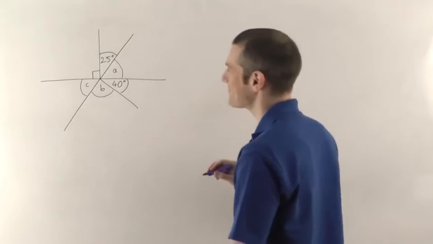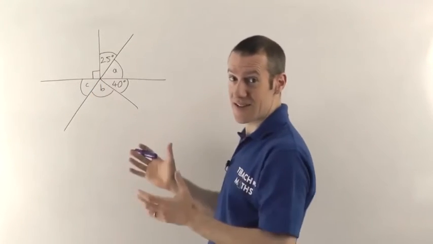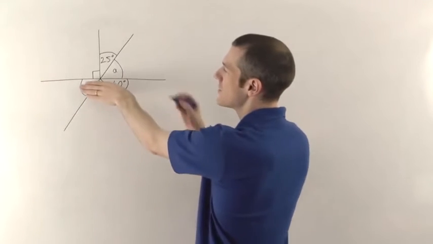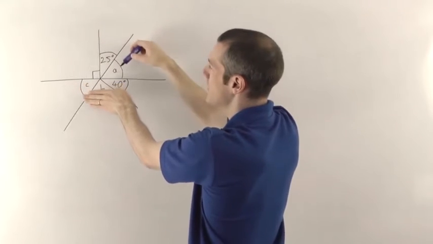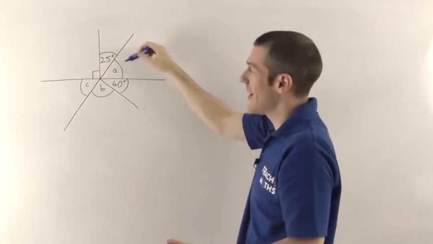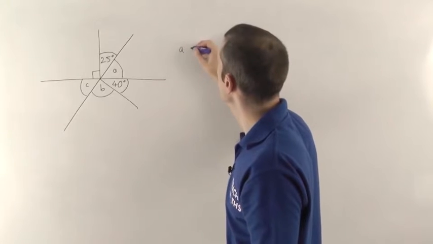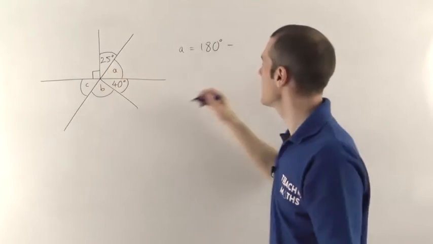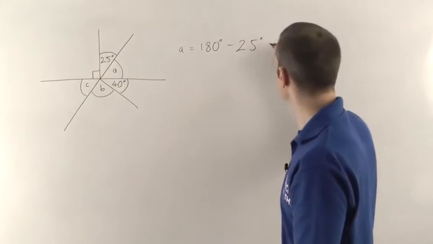Alright, here's the solution. So, first of all, you must realise that we know what this angle is. Yeah, that's a 90-degree angle. So, we can work out A, again because it sits on a straight line. You've got a straight line all the way along there. So the 90 plus the 25 plus our unknown angle A have got to add up to 180. So again, A is going to be 180 degrees minus the 25 minus the 90.